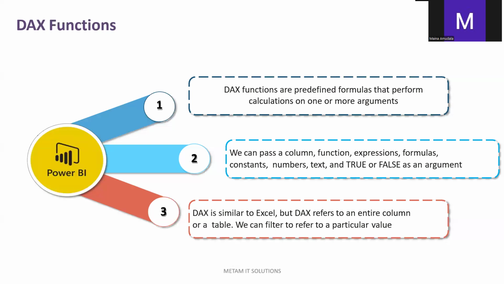DAX functions are predefined formulas that perform calculations using one or more arguments. We can pass a column, function, expression, formula, constant, number, text, or true or false as an argument. Data Analysis Expressions is similar to Excel, but DAX refers to an entire column or an entire table. We can filter to refer to a particular value.